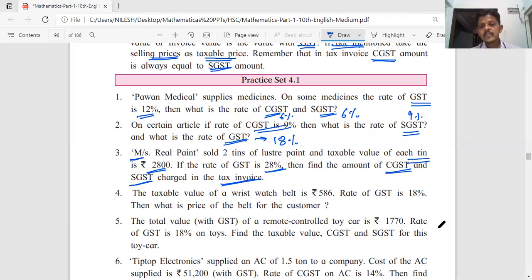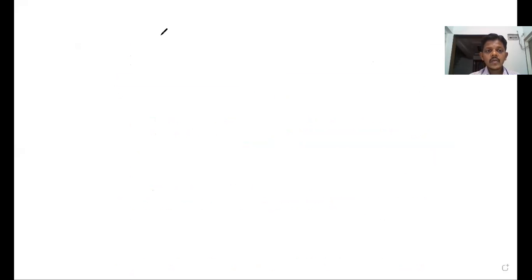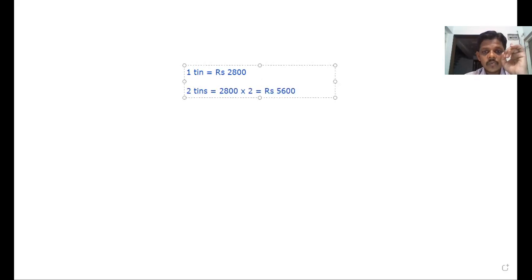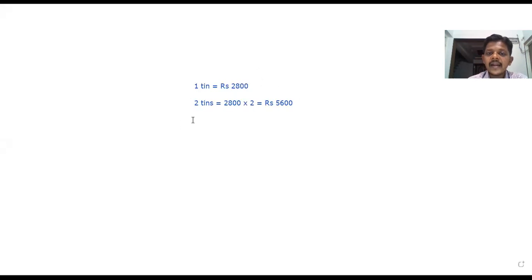Quickly. How much would be the invoice? Bill will be of how many? One tin is of 2800. Likewise, two tins are sold. Yes or no? Yes, sir. So two tins will be how much? 5600. Yes. So it will be rupees 5600. Yes or no? The total taxable amount. The tax should be charged on 5600. Am I right or no, children? Yes. Because two tins are sold.